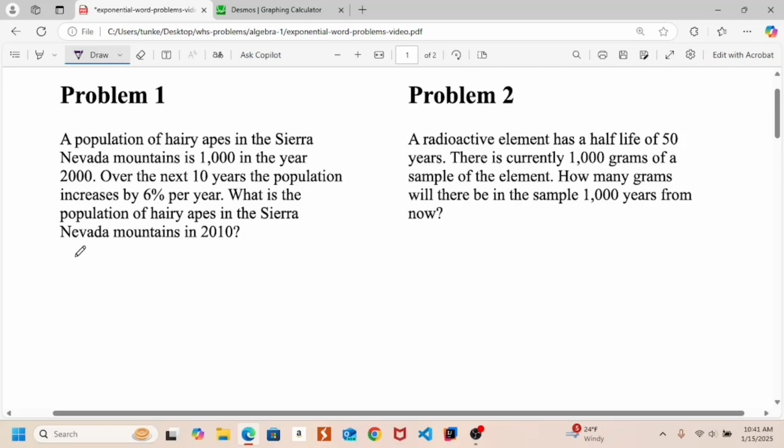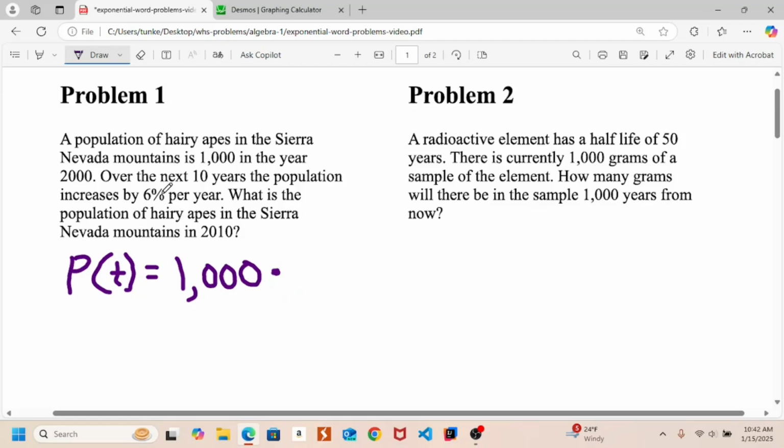Okay, so let's write our function for our population. Let's write that as population as a function of time. That's going to be the initial population, 1,000, times the base amount, which is going to be, well, how do we represent a 6% increase?